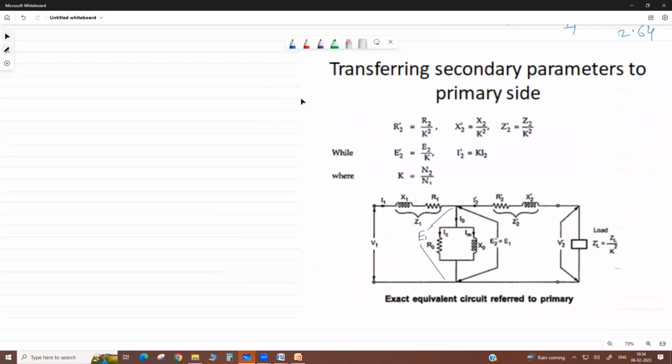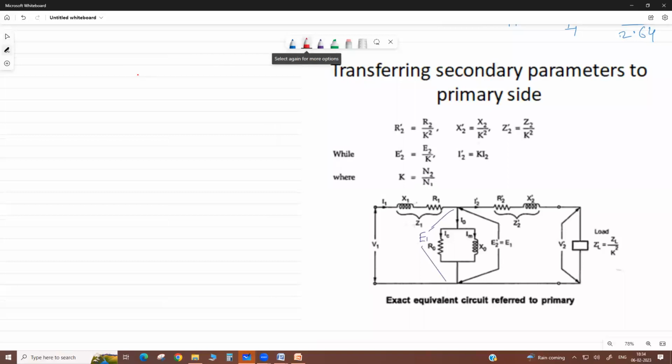Okay, dear. Now you know the individual circuit of the transformer. On the primary side you have a resistance, then leakage reactance.